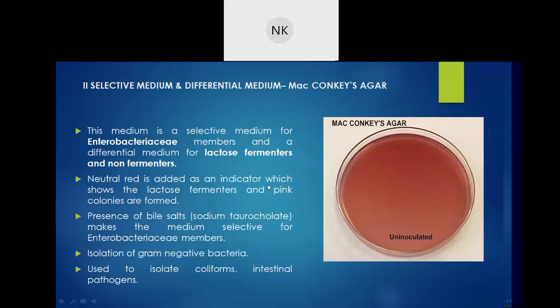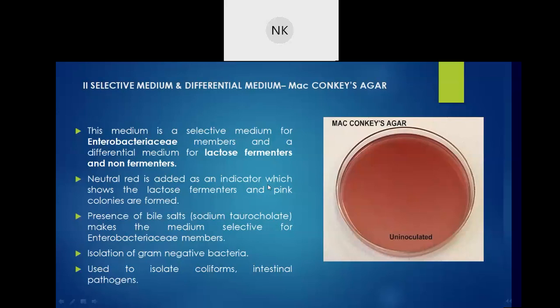But those which are non-fermenters, that means those bacteria which are not able to ferment the lactose, do not turn red, they remain colorless, that is white or cream in color. Why? Because they are not utilizing the lactose carbohydrate, and no end products like acids are produced. Because there is no production of acids by that particular bacteria, that is non-lactose fermenters, the color of the colony will be white or cream. So this is how McConkey's agar acts as a differential media. It is able to differentiate between lactose fermenters and non-lactose fermenters.